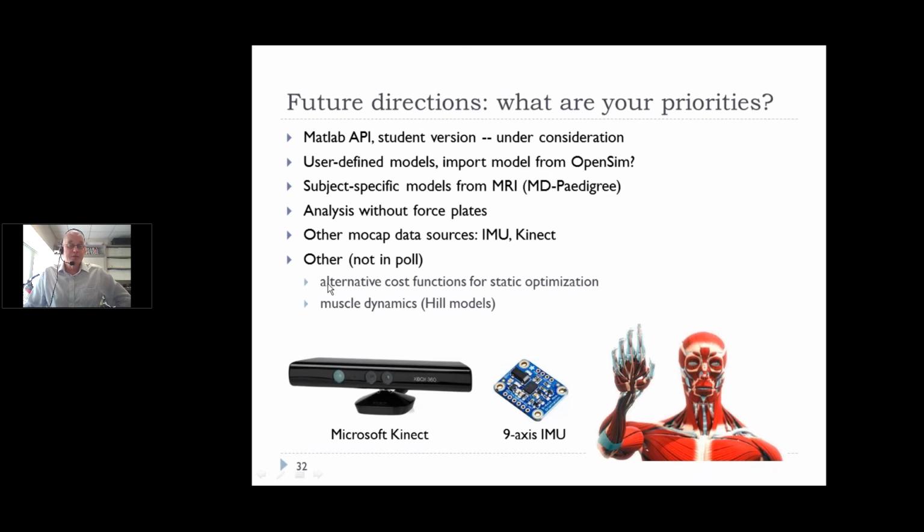And other things we can do that are not that complicated, I guess, is we can try to use alternative cost functions in the static optimization, so more options there. And we could try to use muscle dynamics, so Hill models instead of just static models.